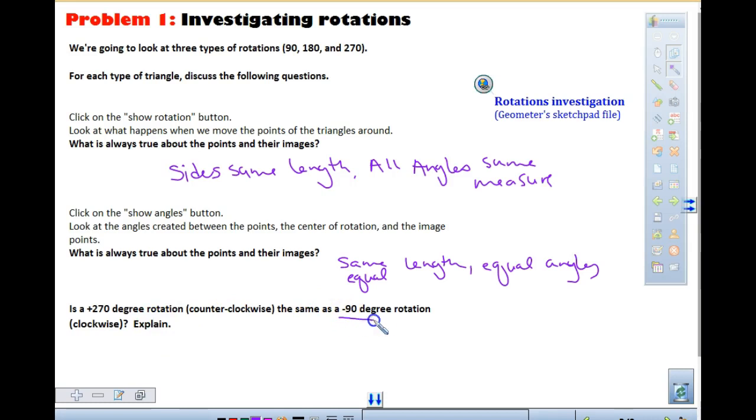And again, this is going to be the same as a -90 as our 270 if we are doing it. And again, are these two the same? And we should say yes. -90 going clockwise 90 degrees is going to be the same as going 270 degrees counterclockwise.